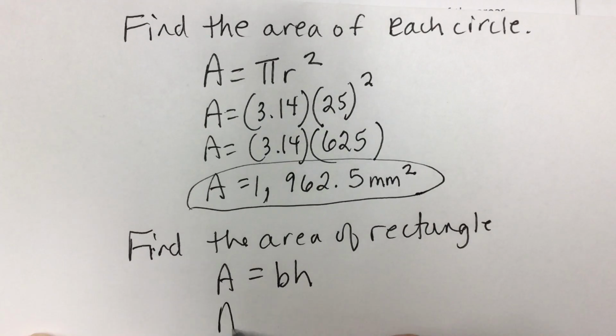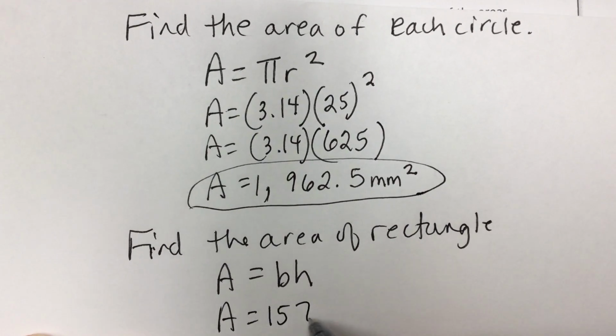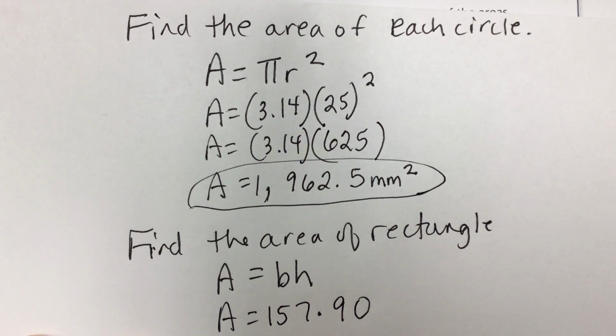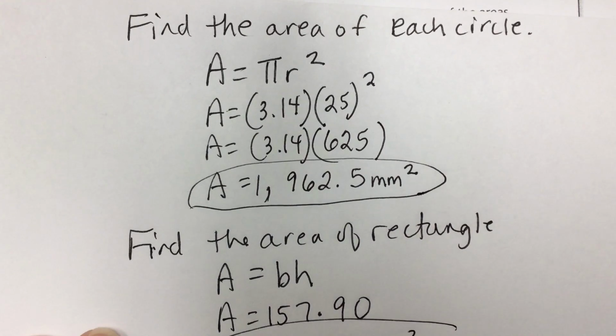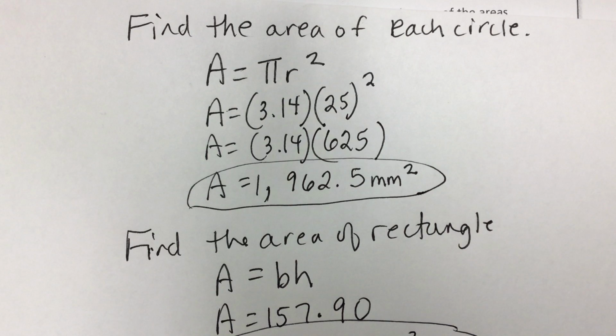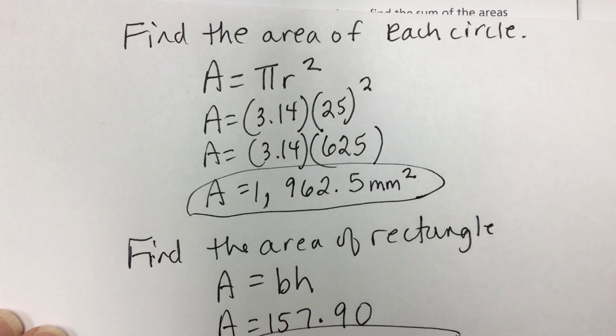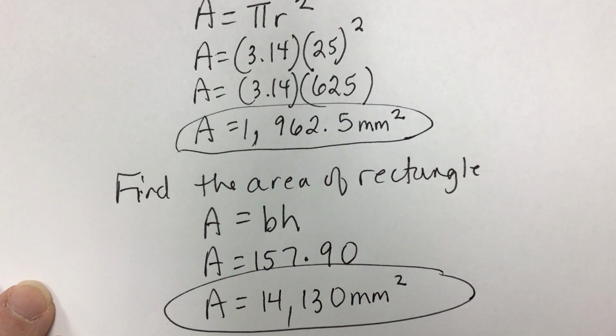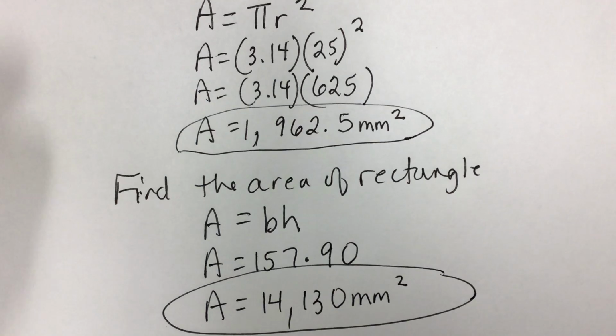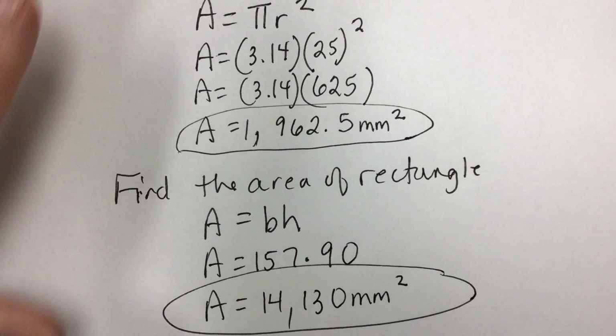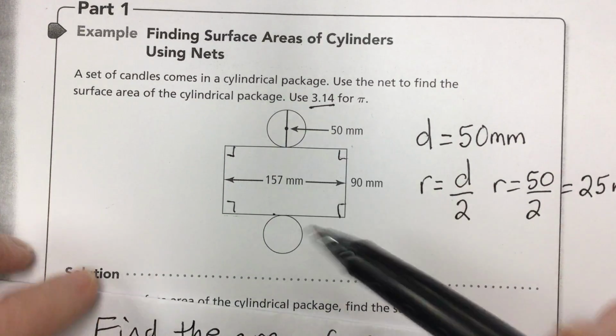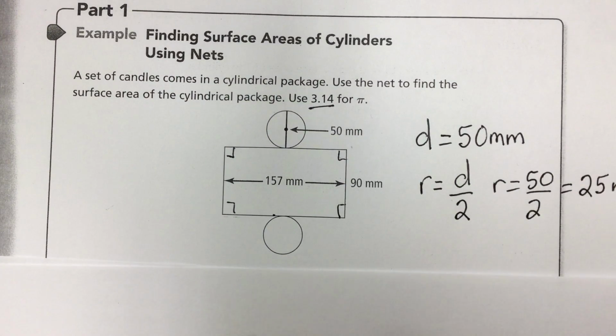Therefore I have area is equal to 157 times 90. So the area of this rectangle is 14,130, and again, that is millimeters squared. So now we know the area of the rectangle. To determine the surface area, we must add the area of all three of these figures that we see in the net. So let's add all three of these together.